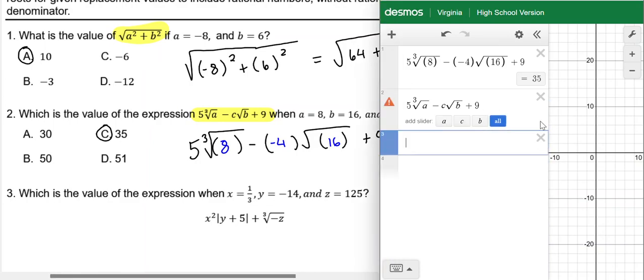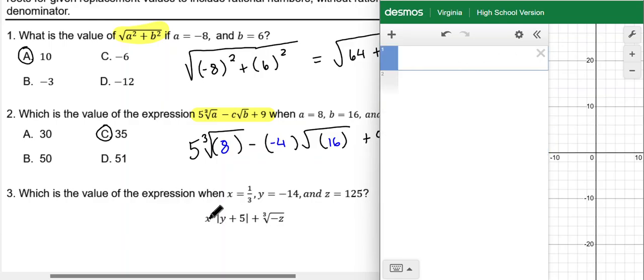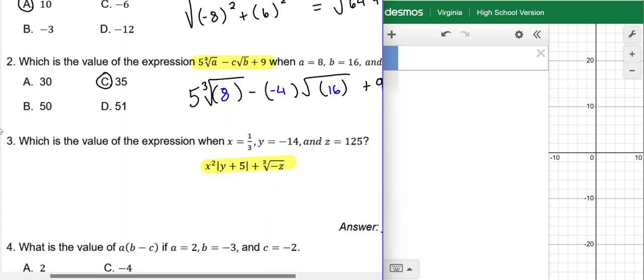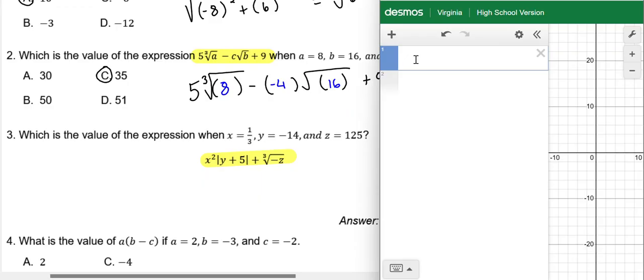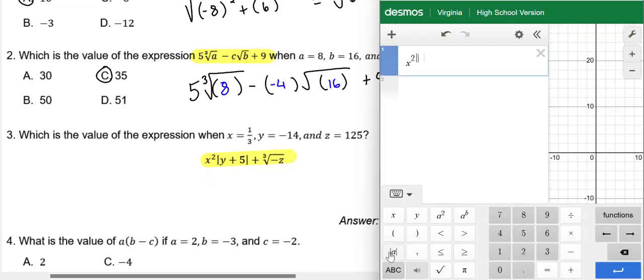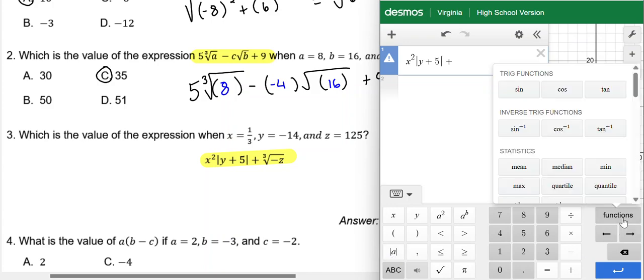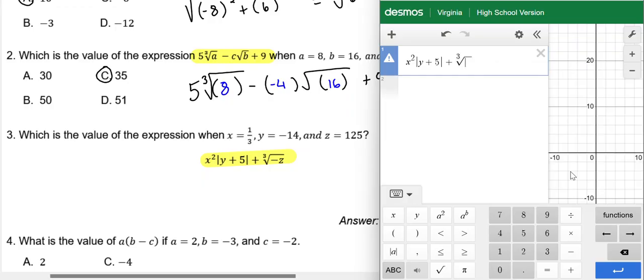Now for number 3, here's my expression right here. If I were to just plug it in Desmos, instead of using parentheses and all that, I'd do x squared, absolute value, come out of the radical, exponent, absolute value of y plus 5 plus cube root of -c. Now if you notice, it's not giving me a slider for x and y, it's only giving me a slider for z. That's because Desmos thinks x and y are for graphing, not for plugging numbers in. So this method works only if you're not using x and y, okay?